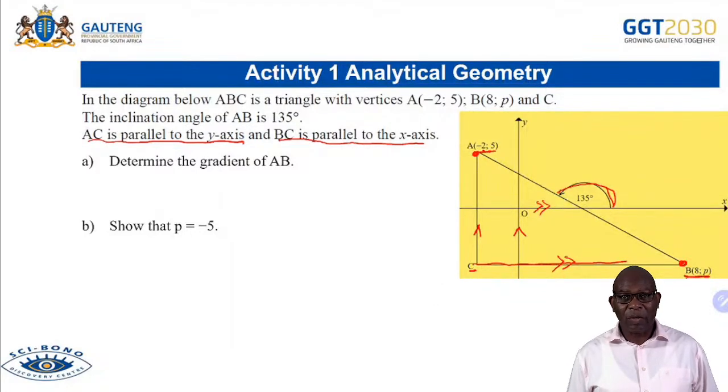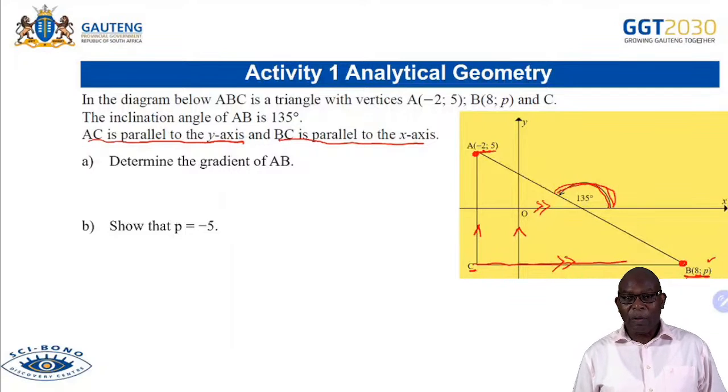My challenge now is that point B has a P and I need the gradient. So I cannot get the numerical value of the gradient if I've got a P there. But what else do I know? I know that I'm given an angle here, and that angle is an inclination. So the inclination gives me the gradient.